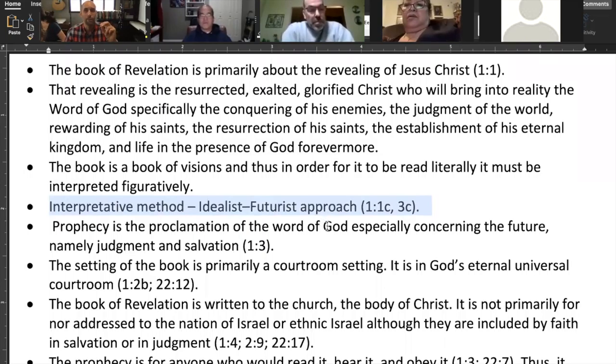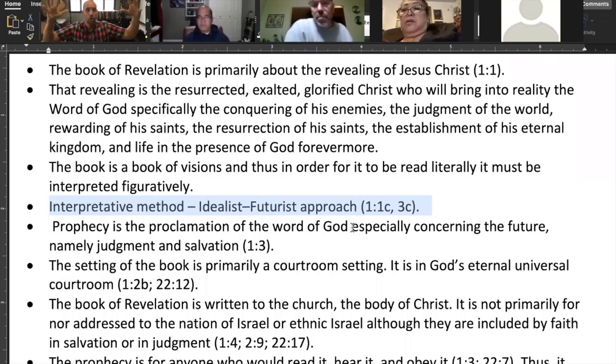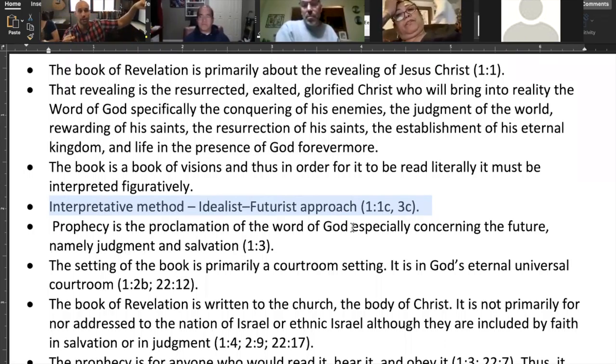Our interpretative method, we'll discuss this more, but it's an idealist, futurist approach. And maybe I'll add a definition when I send this out later tonight. That is to say that it's describing how God operates on the cosmic level. So it's dealing with us. And there is also a future component because it does describe literal events. Okay, so it's not to say, oh, this is just how God deals. We don't know what happened, right? No, so it's dealing with events.